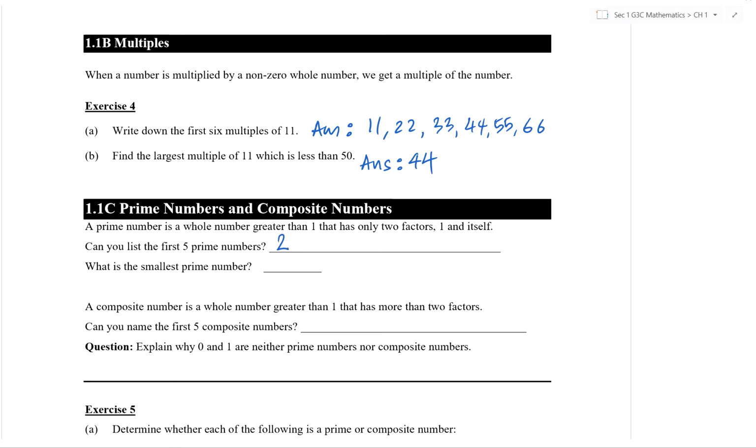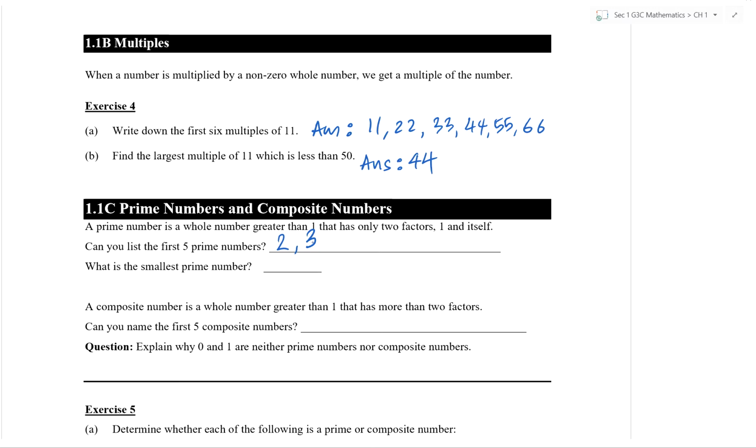Okay, so what is the smallest prime number? 2. All say it together. What is the smallest prime number? 2. What is the next prime number then? 3. Okay, let's check. You say it is 3. What are the factors of 3? 1 and itself, 1 and 3. So yes, it is a prime number.